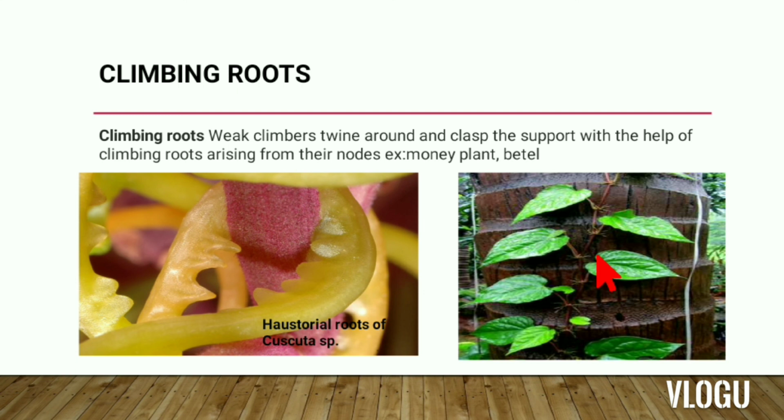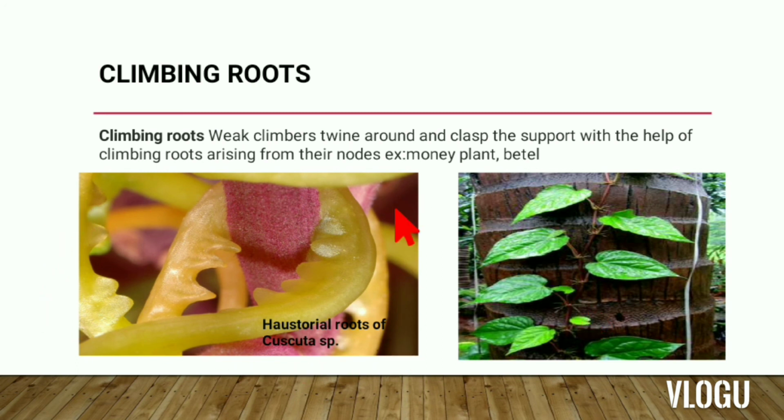This is about the climbing roots. As the name itself suggests, climbing roots are found in climbers or twining, weak-stemmed plants, wherein the plant climbs on a structure or depends upon a support system by emerging out climbing roots from the node of the stem. This is an example which is seen in money plant or betel.